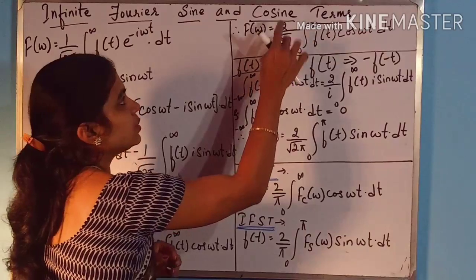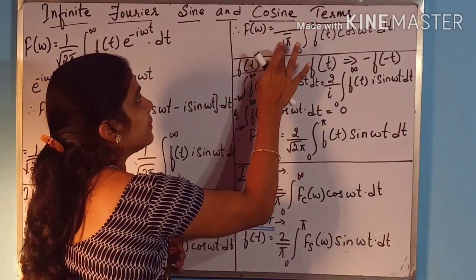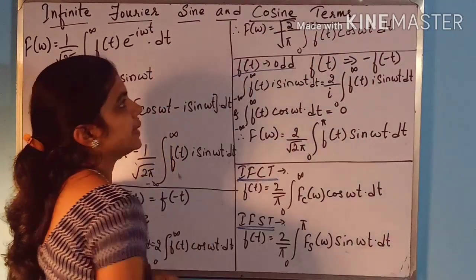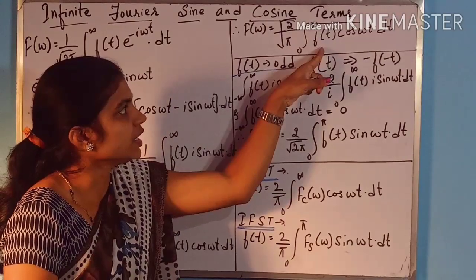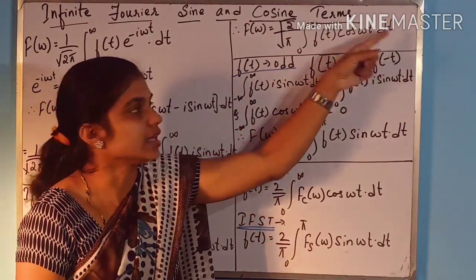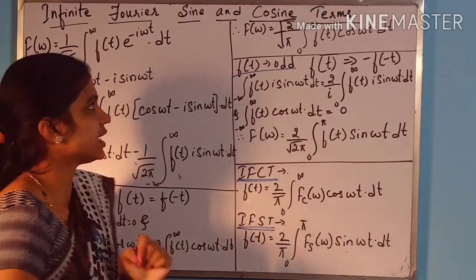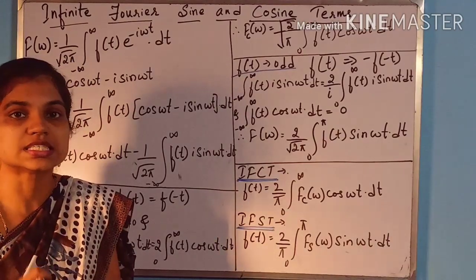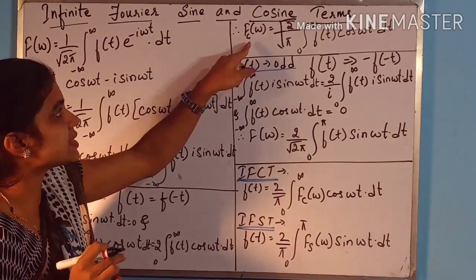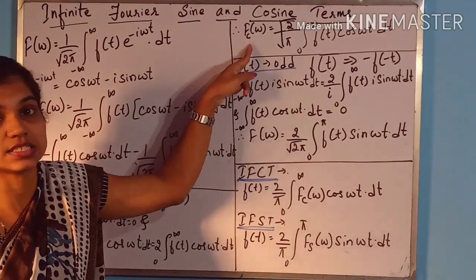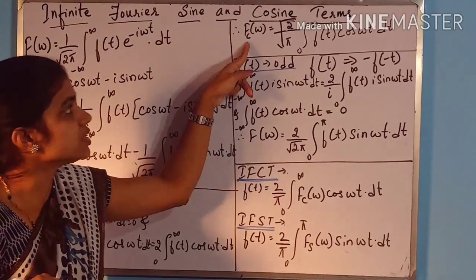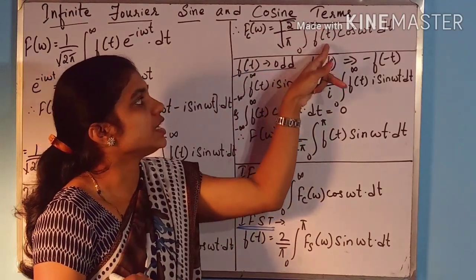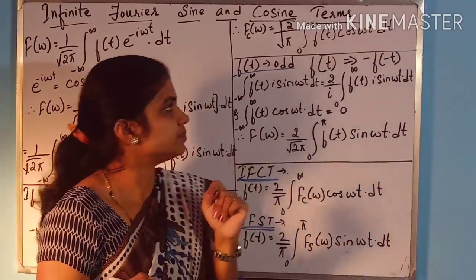Now 2 by root 2 pi is nothing but root 2 by pi. So I can also write this as root 2 by pi, integral from 0 to infinity of f of t cos omega t dt. And for simplicity's sake, I will just denote this as f subscript c of omega. So this is representing my Fourier cosine term. What is my Fourier cosine term? It is root of 2 by pi, integral from 0 to infinity of f of t cos omega t dt.